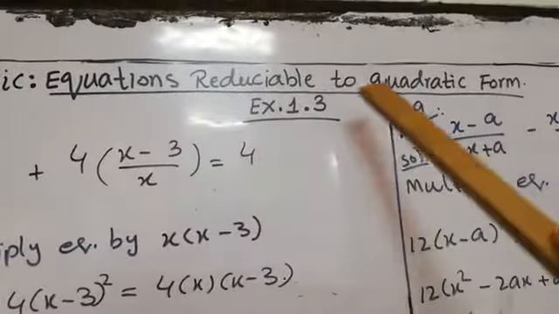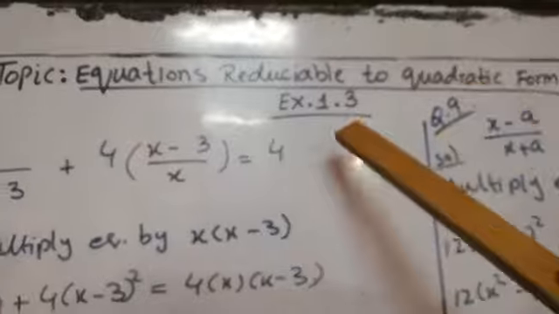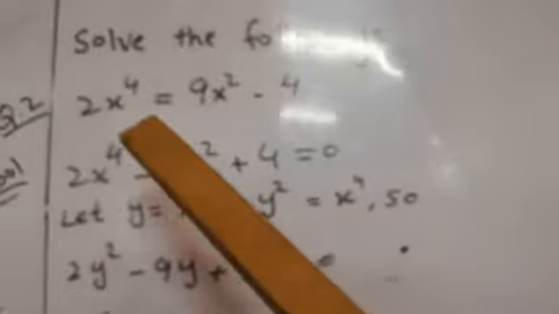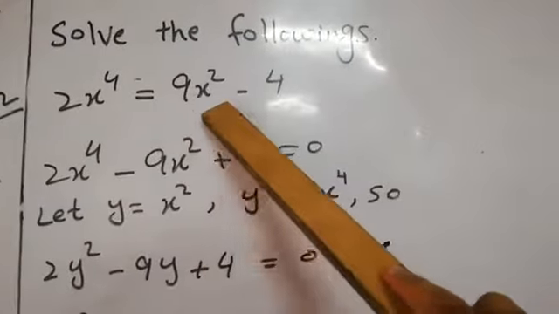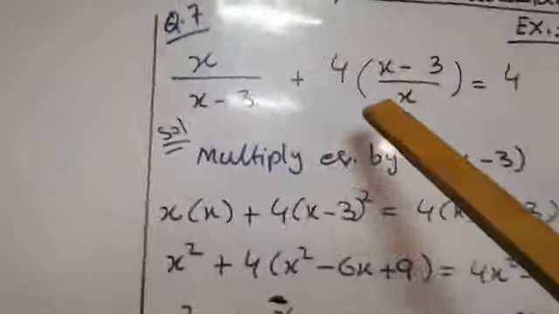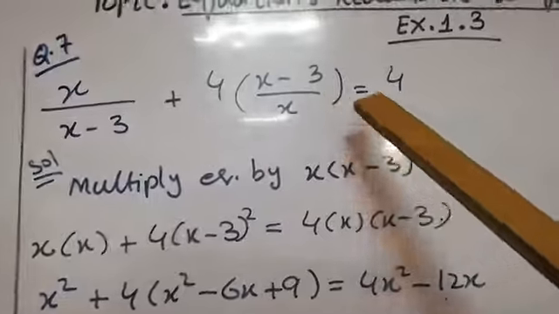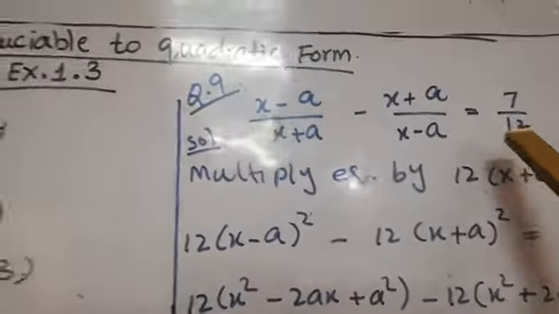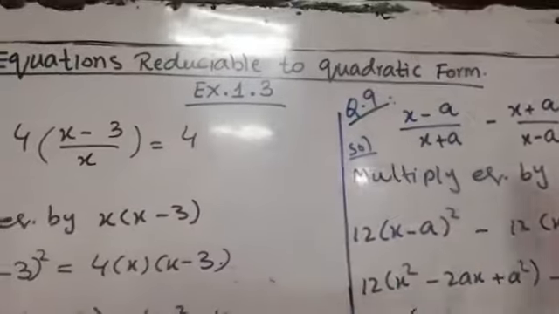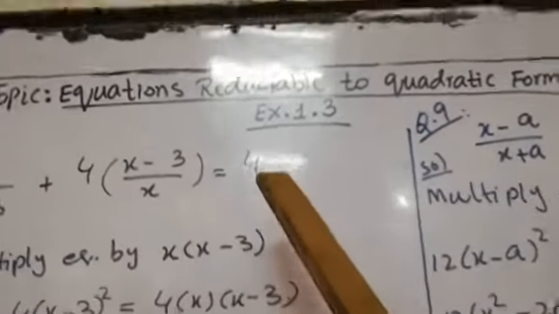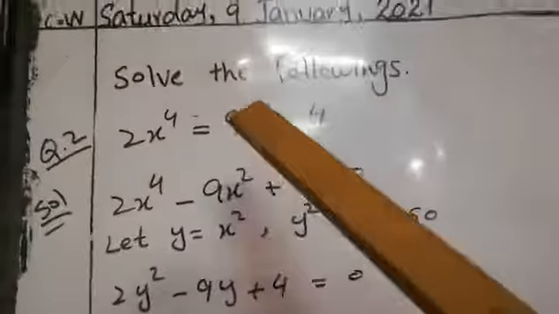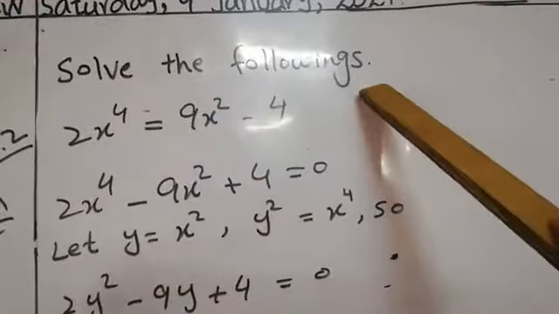Equations reducible to quadratic forms means we have some equations like this. You can observe that this is an equation, but this is not in the quadratic form. This is an equation, but not in the quadratic form, and this is also an equation which is not in the quadratic form. So we will first reduce or convert all these equations to quadratic form, and then we will solve. Okay, my dear students, the statement of the question is: solve the following.